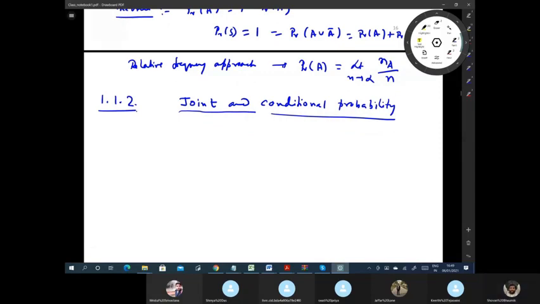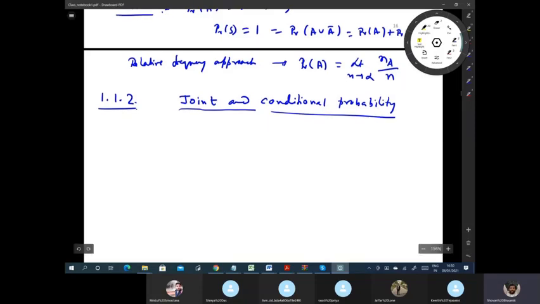Sir, probability of two events, like when they happen at the same time. Yes, that is called joint probability. Okay. So suppose we have two events A and B, right? Suppose we are interested in calculating the probability of happening two events A and B. That means the probability of happening A as well as B, that means A intersection B, right? So that is called the joint probability.